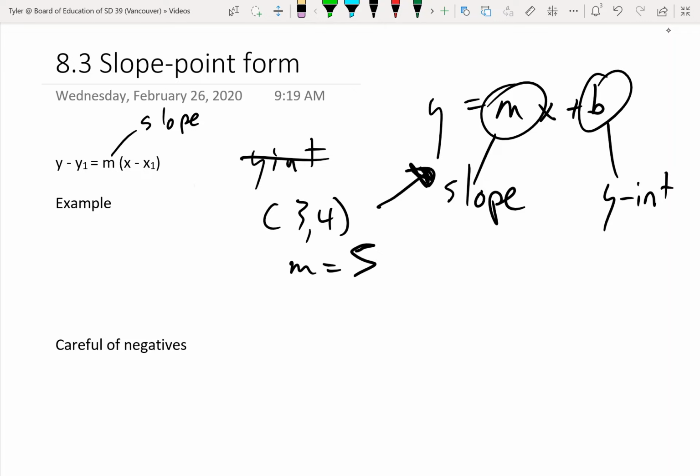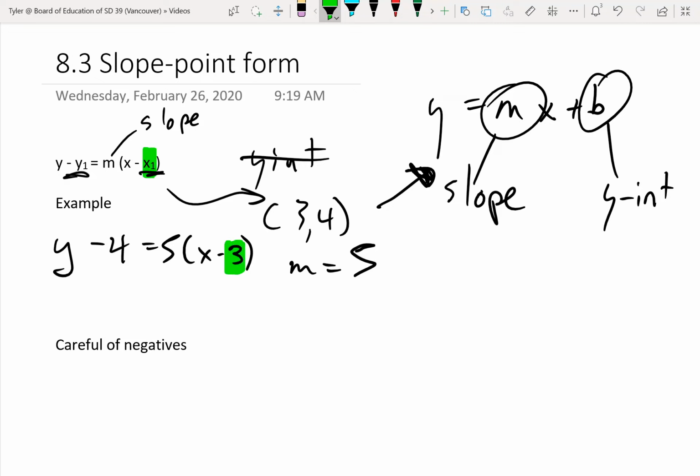The way it works is that these two numbers are the points you have. So in this situation, because we had 3 and 4, the equation would be written this way. y minus 4 equals m. We said the slope was 5, so it would be 5 times x minus 3. The thing to be careful of, this number with the x is the x value, which comes first, but in the equation it comes last. This y value is the one that goes with the y.